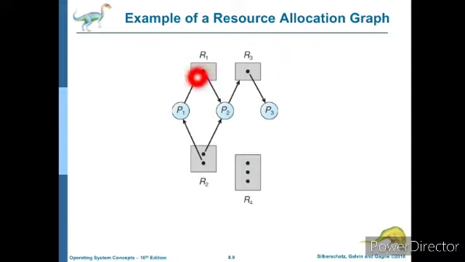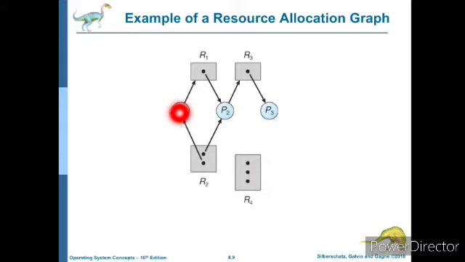Here R1 has one instance, because inside this rectangle of R1 we have only one dot. That indicates there is only one instance of resource type R1. Next, R2 has 2 instances of resource type R2. Next, R3 has only one instance of resource type R3. Next, we have 3 instances of resource type R4. Okay, now we'll see the process states of each process.